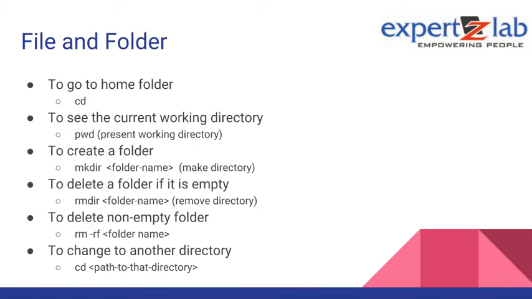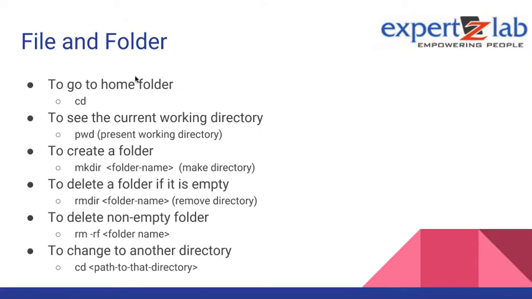So to recap, to go to your home folder, just press cd, and then to see the current working directory, you can simply use pwd, which is a short form of present working directory. Now, how to create a folder for you to store other files and other folders? It's very simple. To make a directory, use the mkdir command without any space, and then after the command give a space and a folder name.